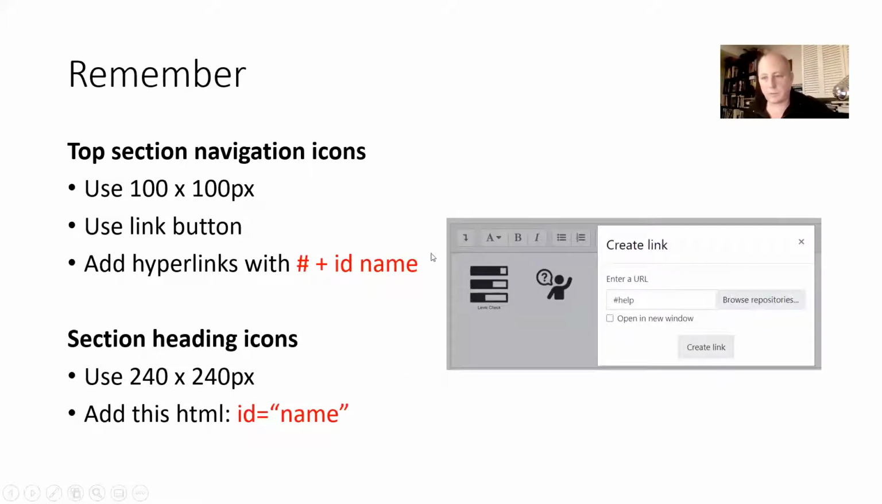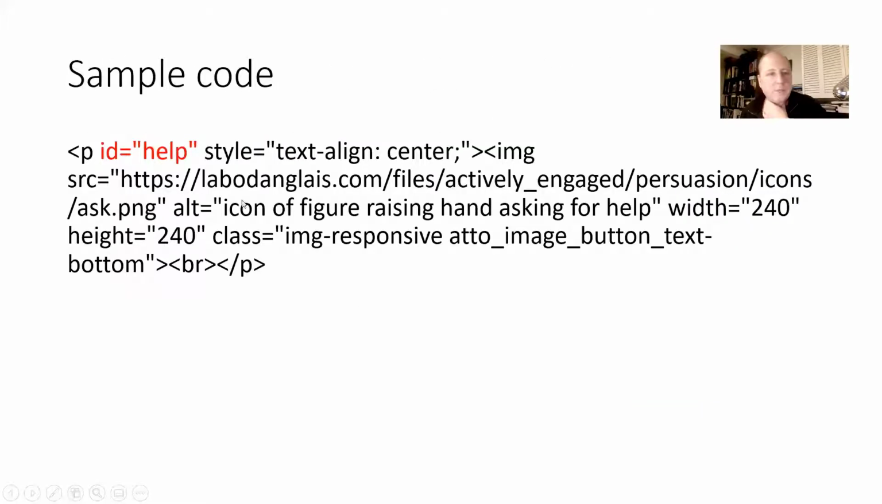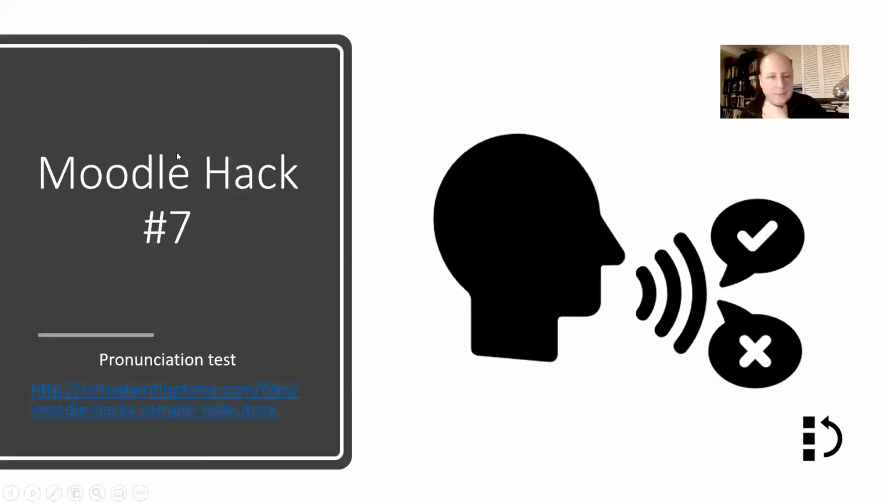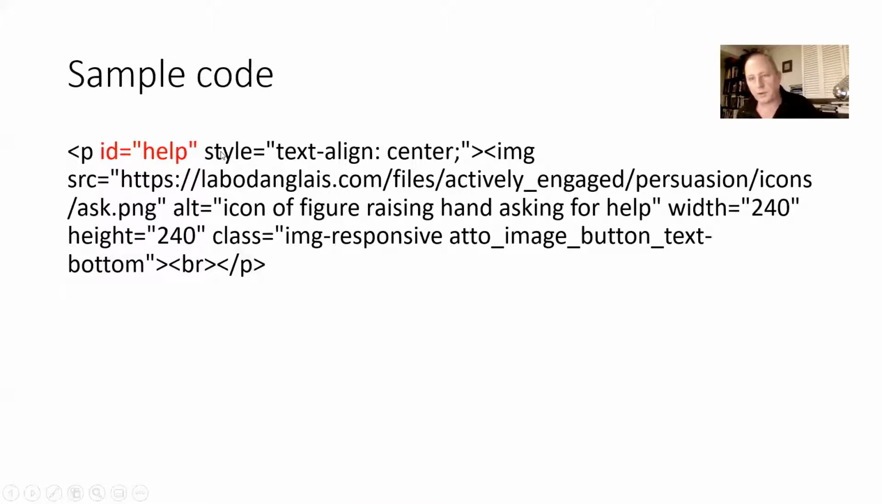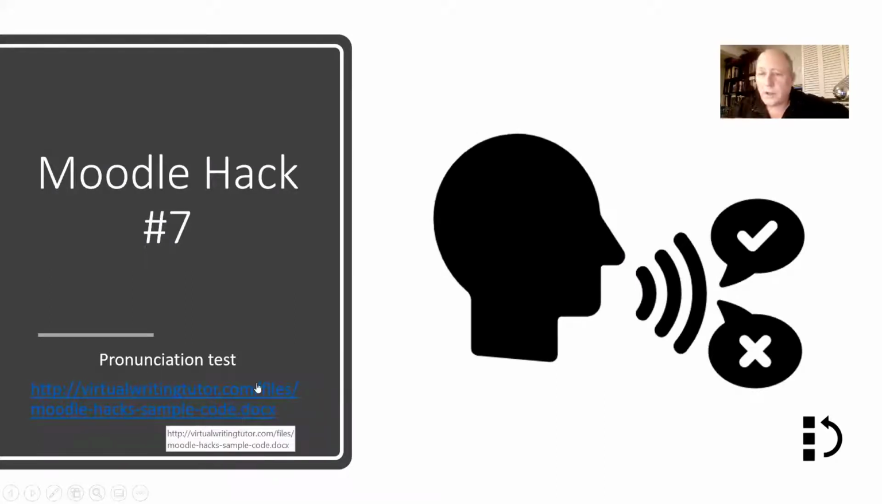Top section now. Remember. All right, there you go. Add an icon to the section with ID help. Here's a help button. ID is help. There you go, and keep on going and going. There's a link here: Virtual Writing Tutor files, Moodle hacks, sample code.doc. All the code is there. It's in a Word document. You just copy and paste it.